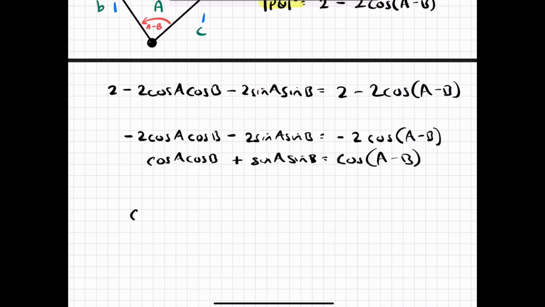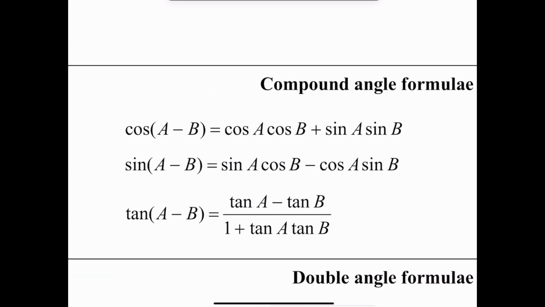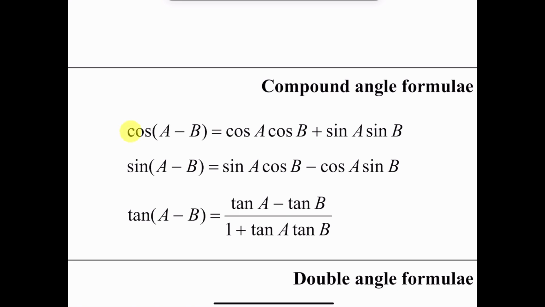Finally, just check, is that what they're looking for? Does cos of A minus B equal cosine A cosine B plus sine A sine B? And as always, check our formula booklet if we're not sure. But we can go here and see, haha, certainly cosine A minus B does equal that there. And we have done our full proof.